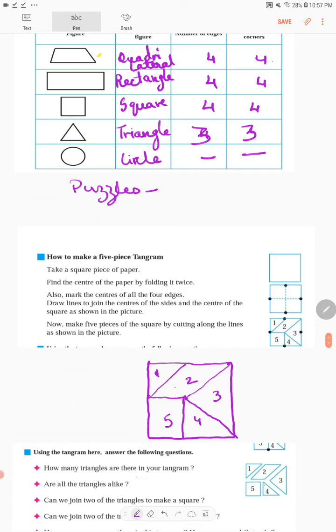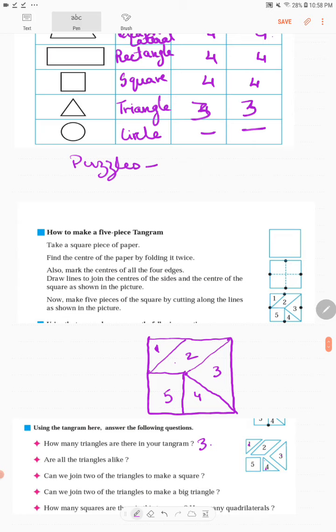So how many triangles are there in a tangram? 1, 2 and 3. Are all these triangles equal? Are they alike or the same? No, they are not. Can we join two of the triangles to make a square? Yes, if you take triangle number 1 and triangle number 4, you will be able to make a square.